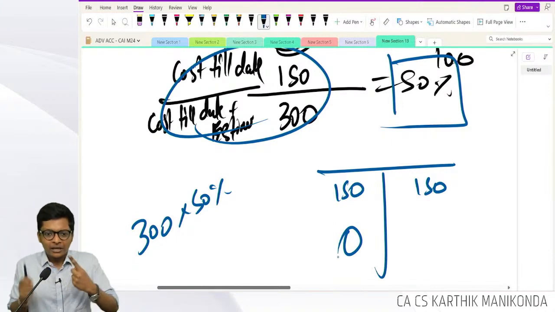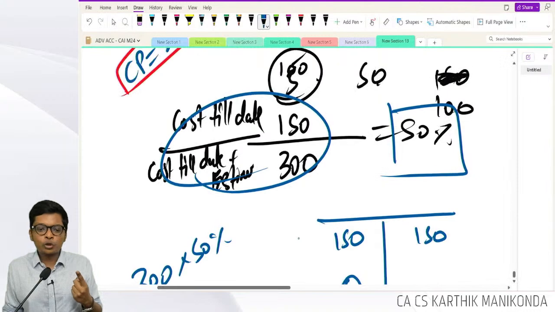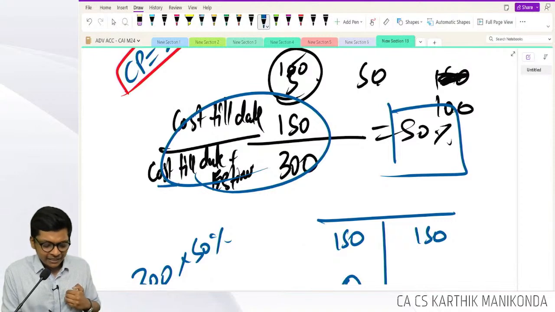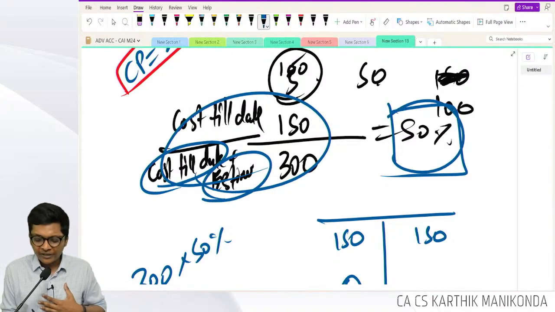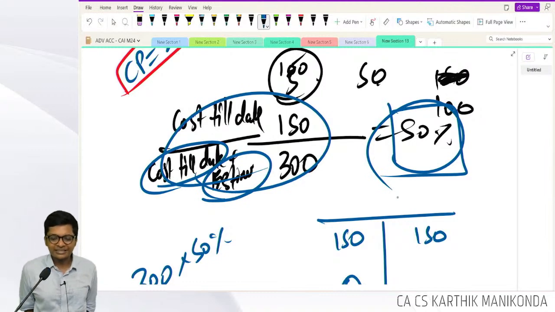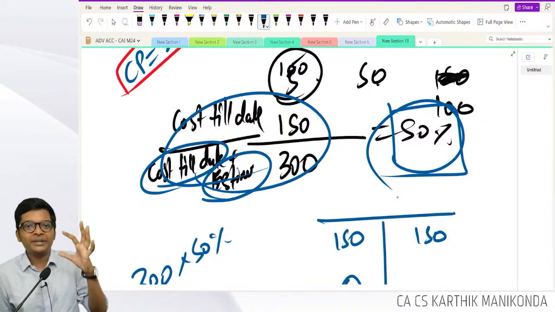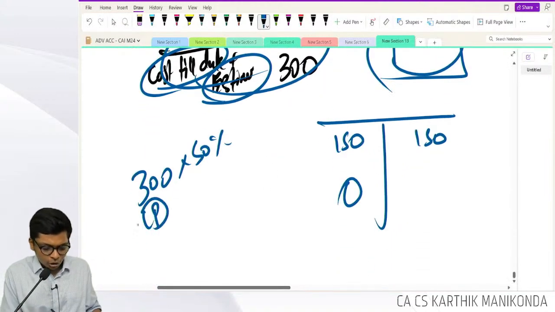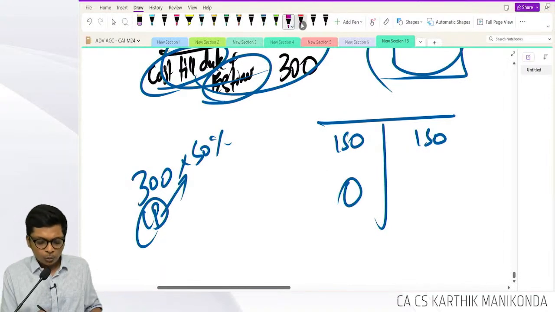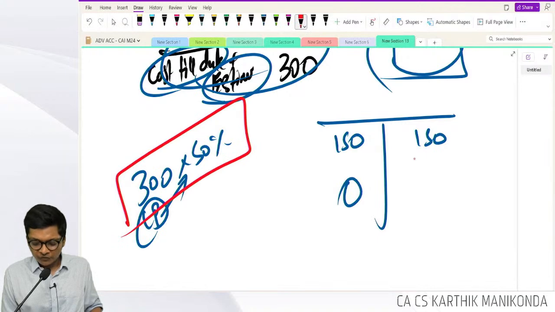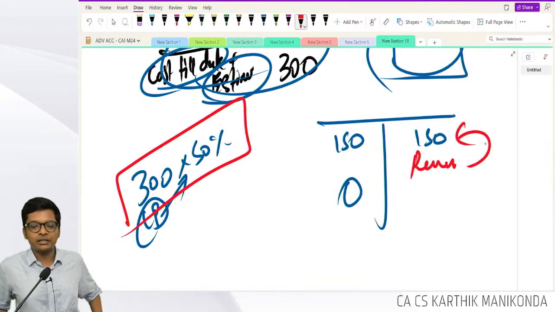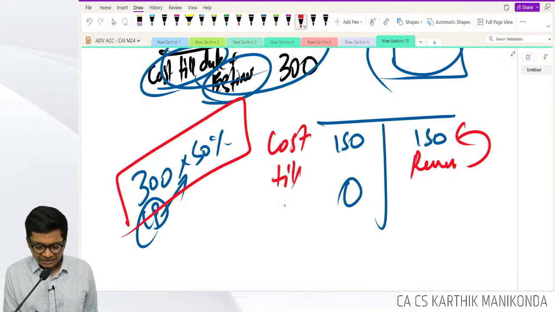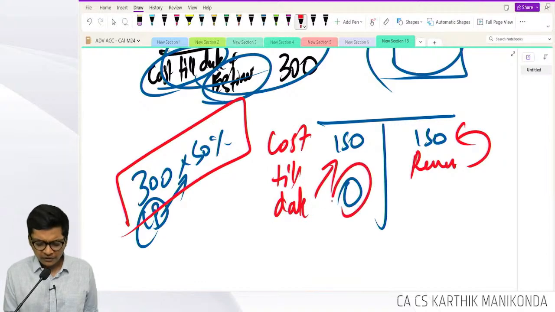Simple, guys. Step 1, find cost till date. Step 2, find future cost to be incurred. Step 3, divide cost till date by cost till date plus estimated future cost. You find a percentage on a cumulative basis. This is the percentage of completion, called the cost to cost method. Step 4, apply this percentage on the contract price. Once we apply it on the contract price, you will find the revenue for this year. You account the cost till date here, and we will find net profit.